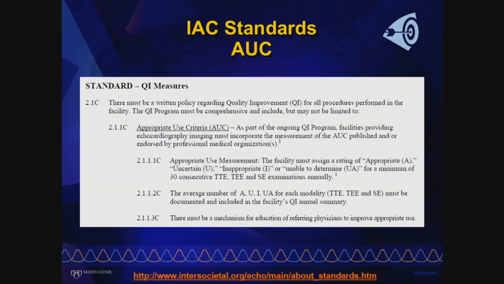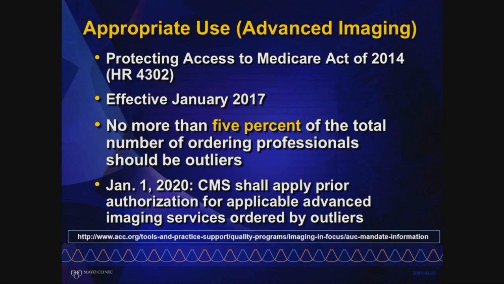And I would offer that sometimes targets are good and sometimes they're not. As a quality improvement tool, you can benchmark your AUC with published literature and then use that to improve your own performance without having a target. There is an example of where a target has been mandated, and this is an appropriate use for advanced imaging. In January 2017, no more than 5% of the total number of ordering professionals should be outliers. And in 2020, prior authorization will be applied to those outliers.